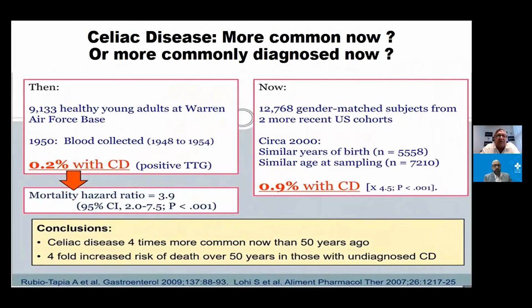Is celiac disease more common, or is it more commonly diagnosed now? An investigation was carried out once the anti-TTG test was accepted as the right method to choose. They looked at 12,000 odd persons where the sample was collected much earlier, and they found that in 1950, the diagnosis of celiac disease because of positive TTG was entertained in 0.2%. But if the samples are tested now from those present in 2000, 0.9% of persons will have positive TTG, indicating they have celiac disease. So their conclusion was that celiac disease now is four times as common as it was 50 years back.